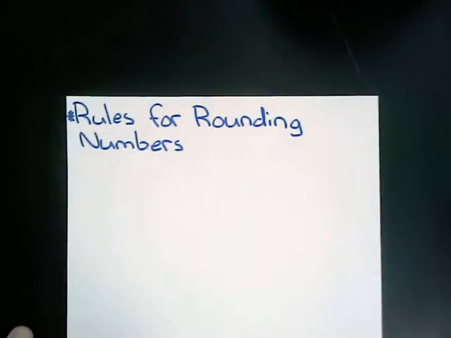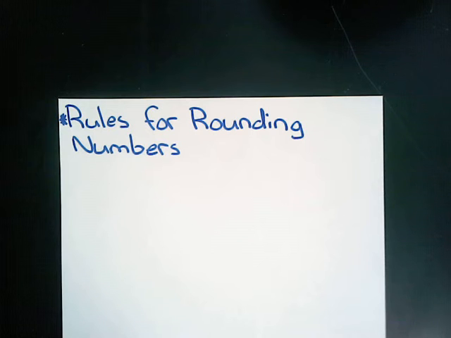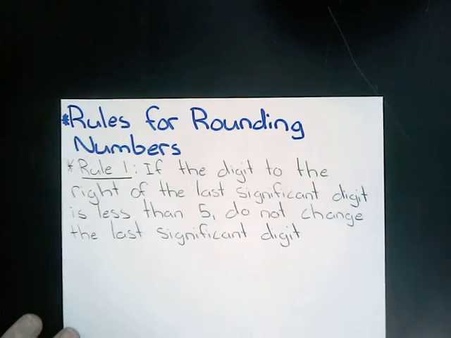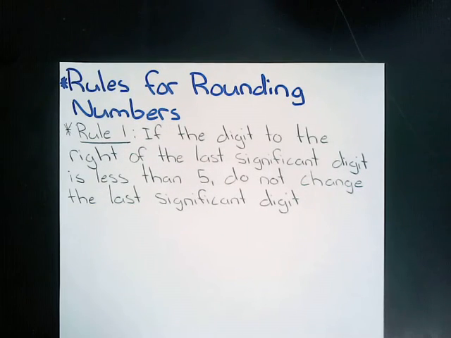So for rounding, we have 4 rules. Rule number 1, if the digit to the right of the last significant digit is less than 5, do not change the last significant digit. So let's do a little example here. If we round the number 2.532 to 3 significant digits, we'll get as follows.